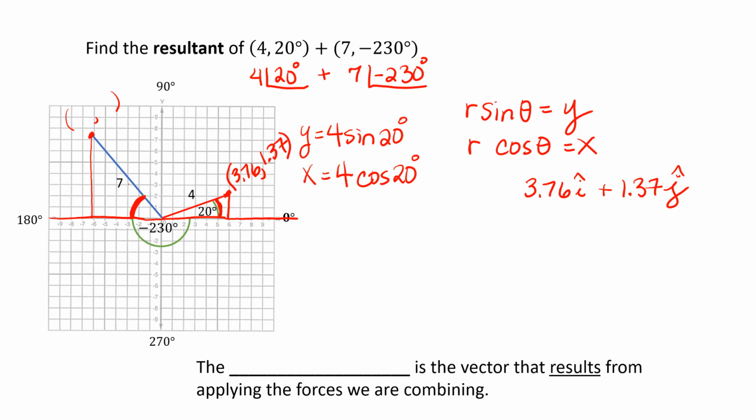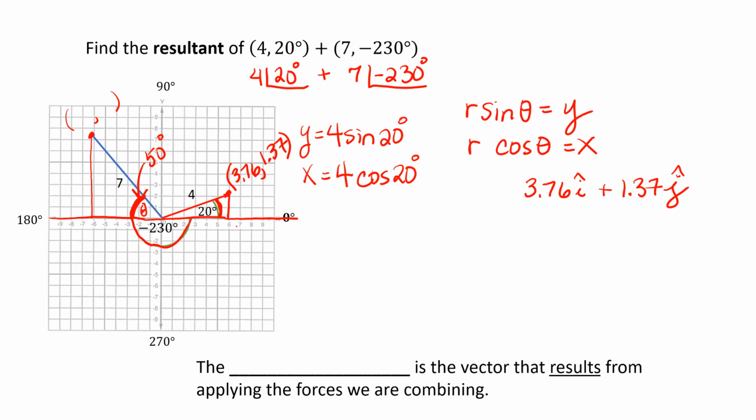Now we'll look at the other one. The other vector that was negative 230 degrees and 7 for the magnitude, the radius. We know that this angle, theta, is in the second quadrant. What is it going to be? Well, if you start here at 0, and you go around, when you hit this, you've gone 90 degrees. Now 180. How much further do you have to go to get to 230? Well, 230 minus 180 is 50 degrees. So this angle is 50 degrees.